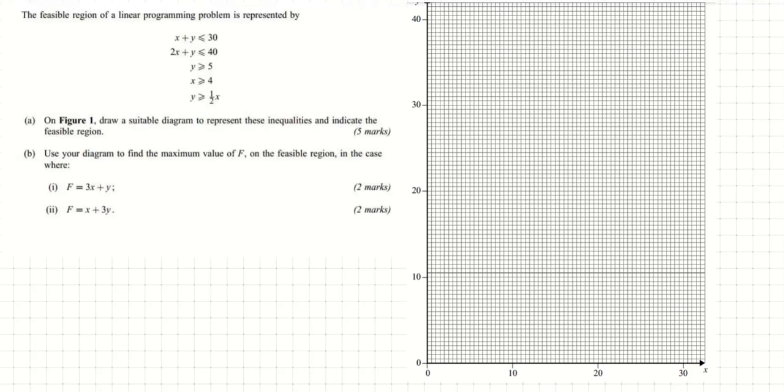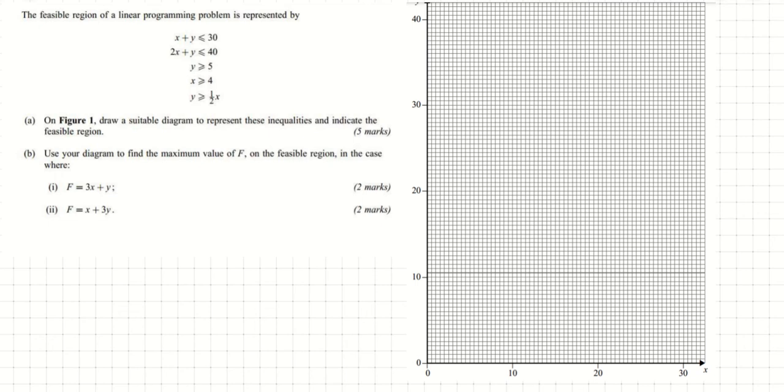So in this video we're going to look at an exam question on linear programming. We're actually already given the inequalities of the problem here. So for example, x plus y is less than or equal to 30, 2x plus y is less than or equal to 40, etc. And the first thing we're going to do is turn these into equalities. So we're going to replace the inequality with an equal sign and then plot them on the graph.